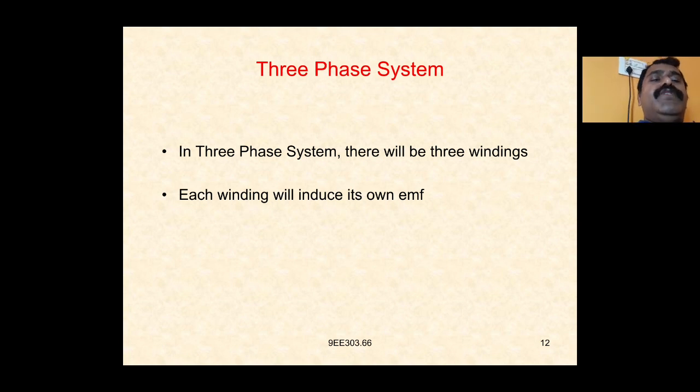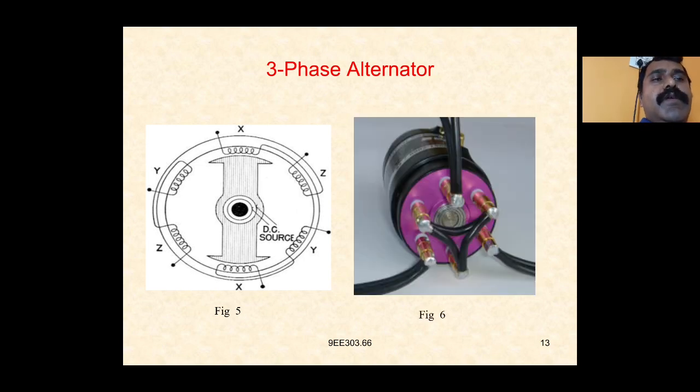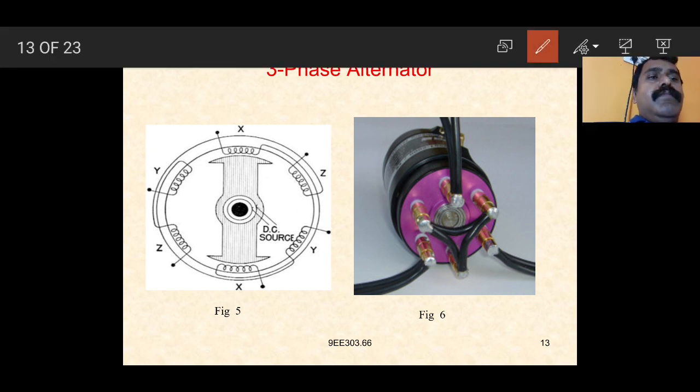So each winding will induce its own EMF. In all the three windings the EMF can be induced. Given the three-phase alternator where three windings are connected, we can assume X is one winding, Y is another winding, Z is another winding here. In the middle the rotor rotates. We know in the case of generators that the coil can rotate while the field remains stationary. So this is nothing but the three-phase three-wire system here.